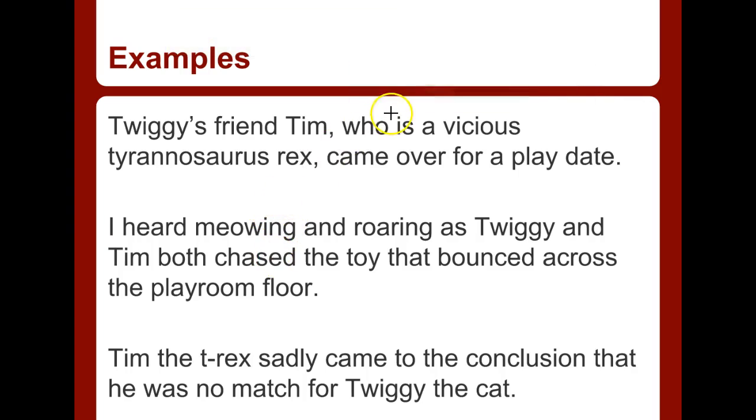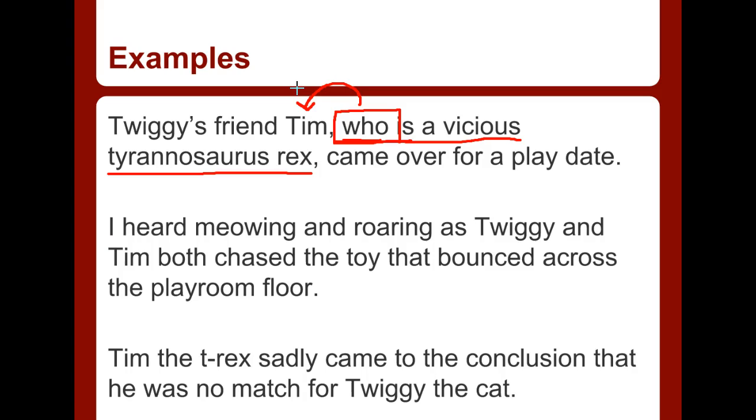In the first sentence here, we see the word who. Who is a word, according to our list, that starts a dependent clause. Who is my subject, also. Is is my verb. Who is a vicious Tyrannosaurus Rex? This is my dependent clause. And this entire thing is acting as an adjective because it is renaming Tim. And Tim is a noun. And the only thing that can rename nouns are adjectives. That's why this is an adjective dependent clause.